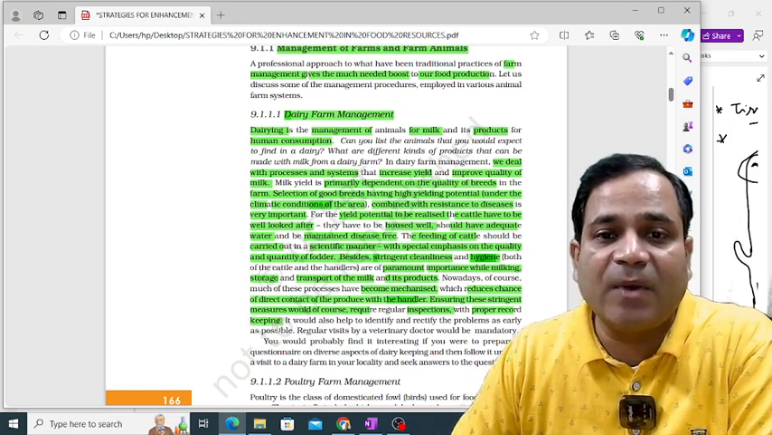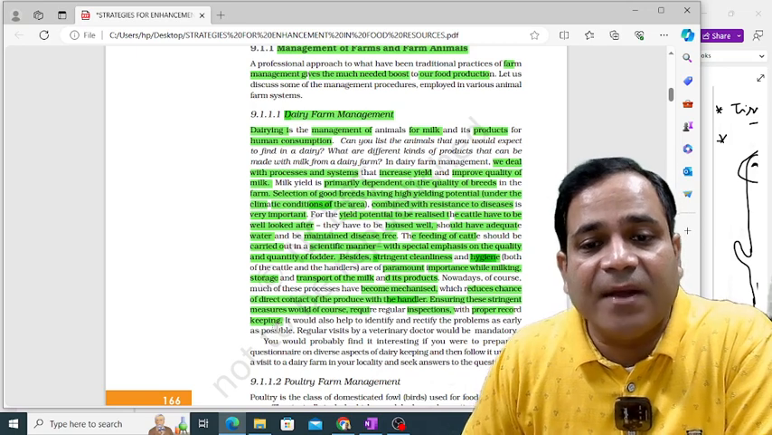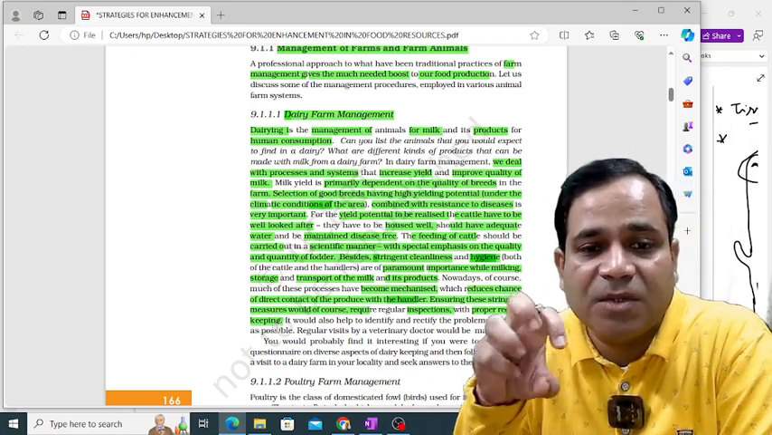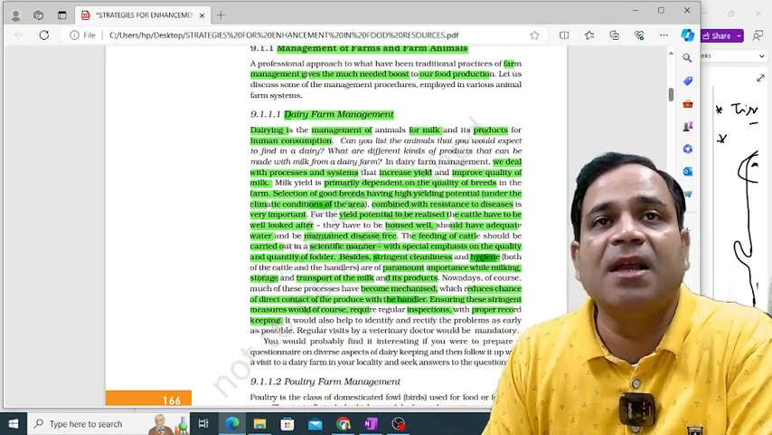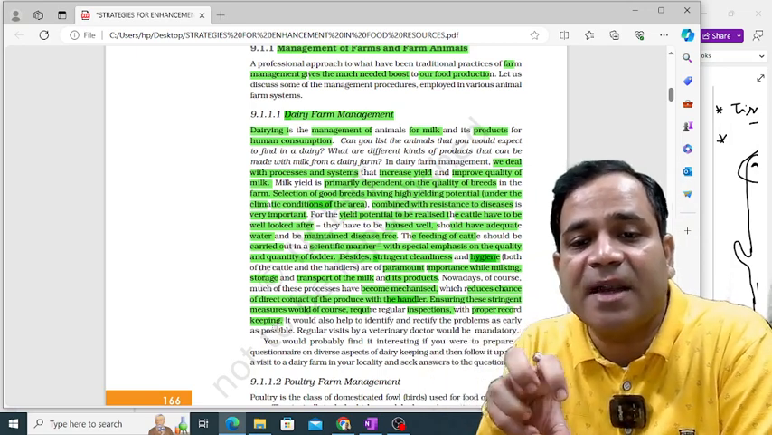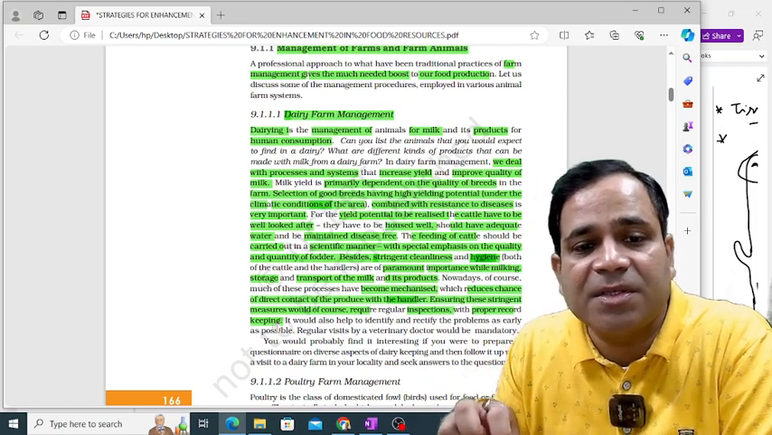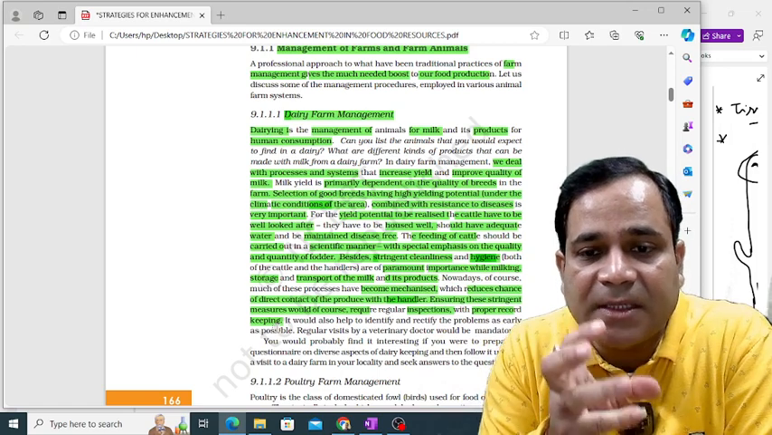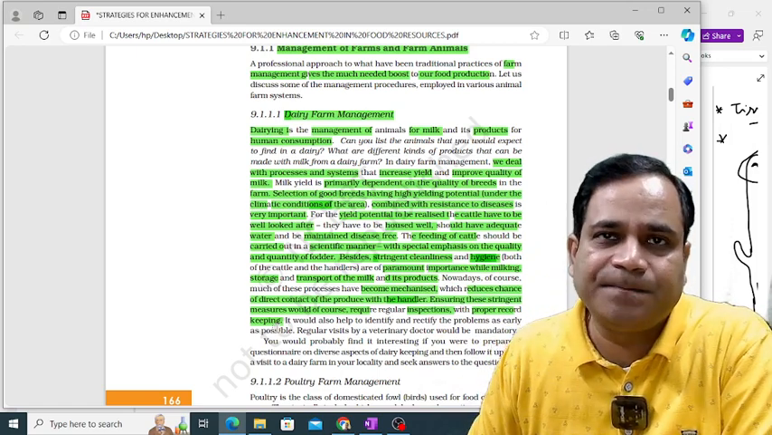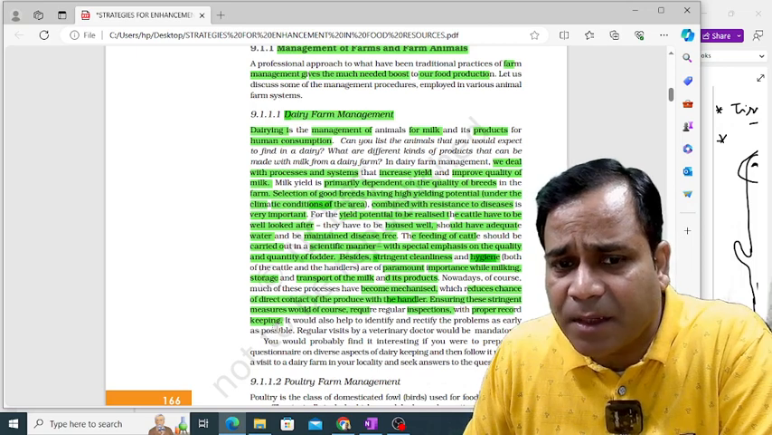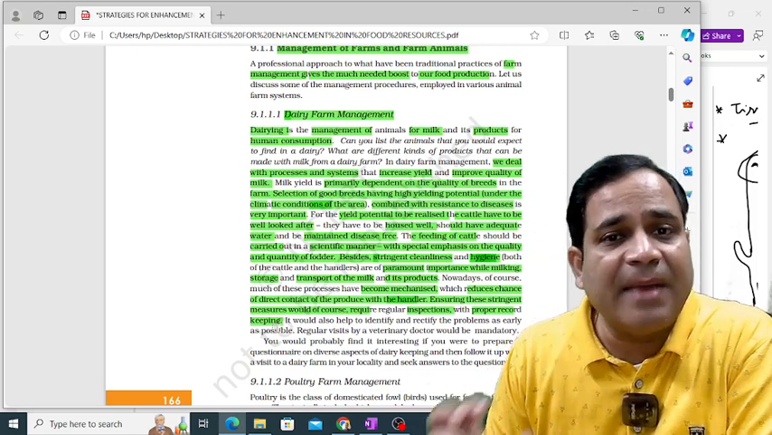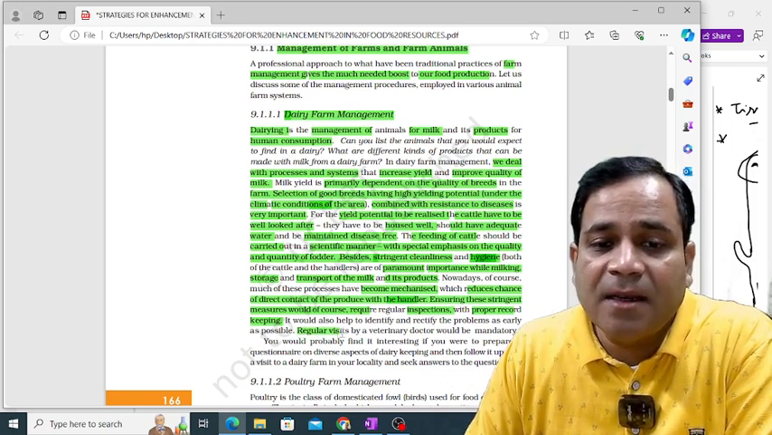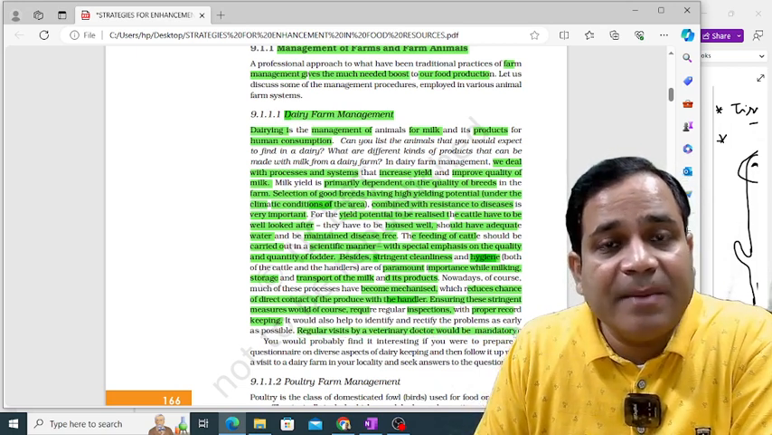Getting my point? Again, I'm repeating here. If the mechanized process reduces chances of direct contact of the produce with the handler, it ensures stringent measures through regular inspection with proper record keeping, my dear. Without a proper record, we can't enhance the management. That is basically dairy farm management. Regular visits by a veterinary doctor would also be mandatory.